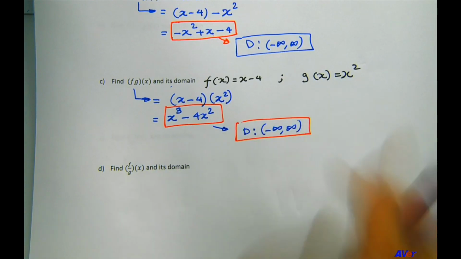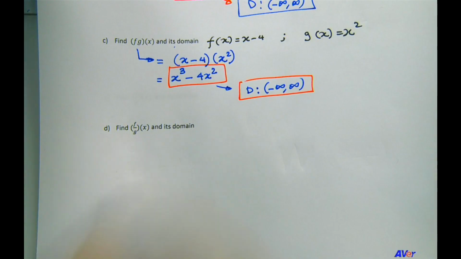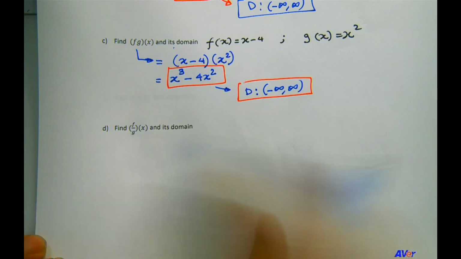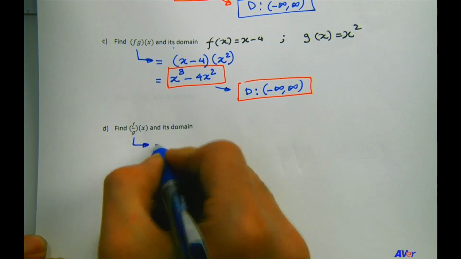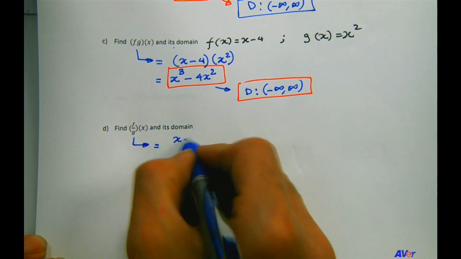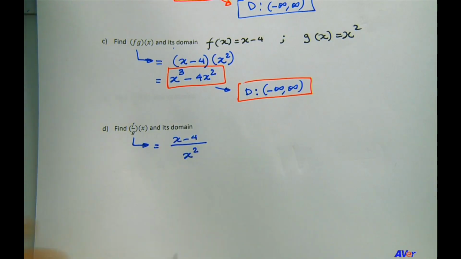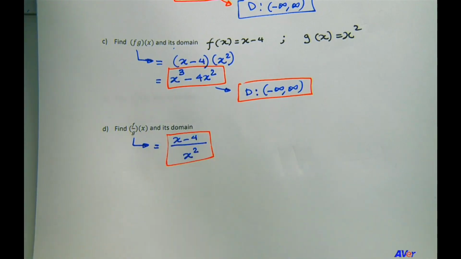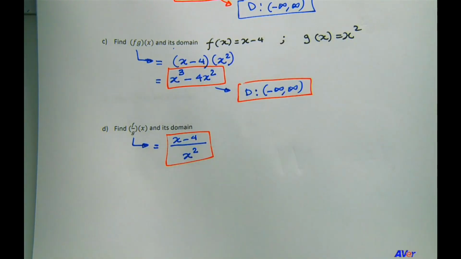Now things become interesting because next in part D, we're going to divide these two functions, f and g. F divided by g, right? So let's do that. This results in x minus 4 divided by x squared, okay? And this is our combined function. Now, we know the parent functions f of x and g of x had their domains as negative infinity to infinity.